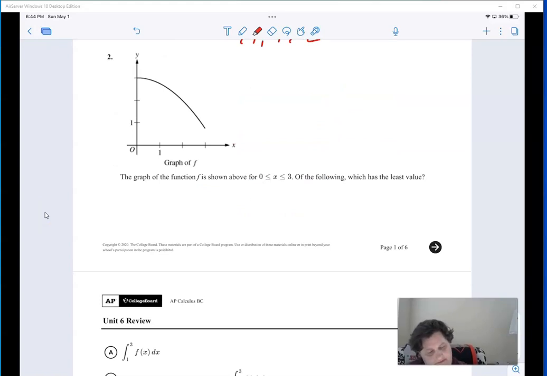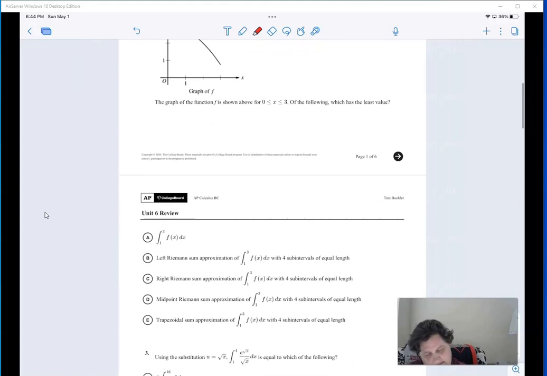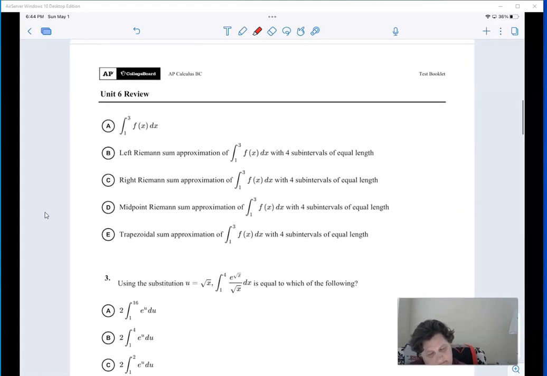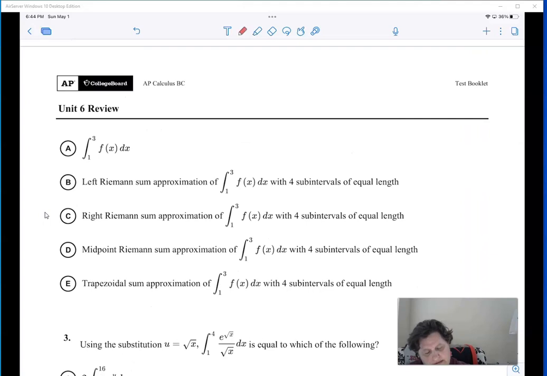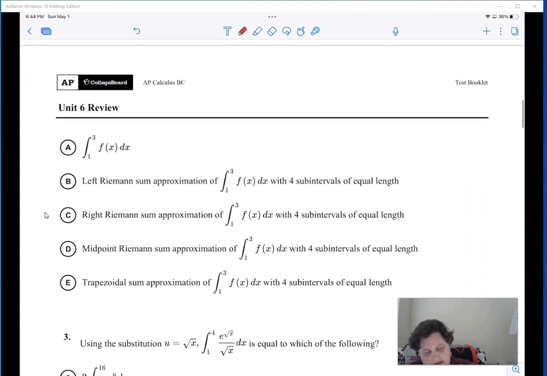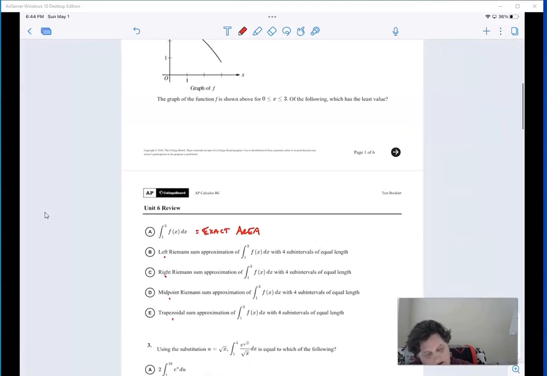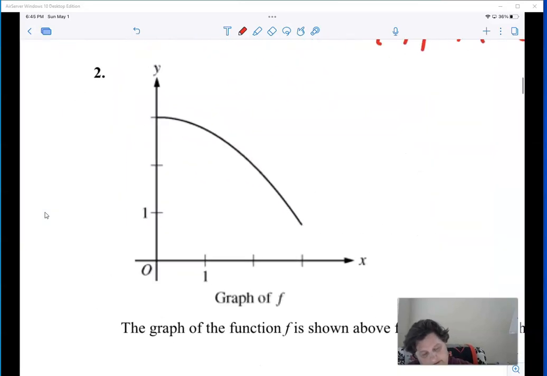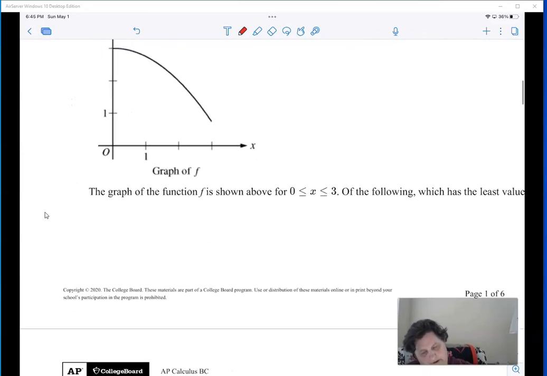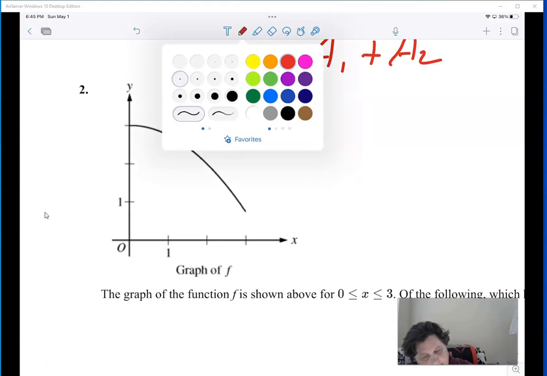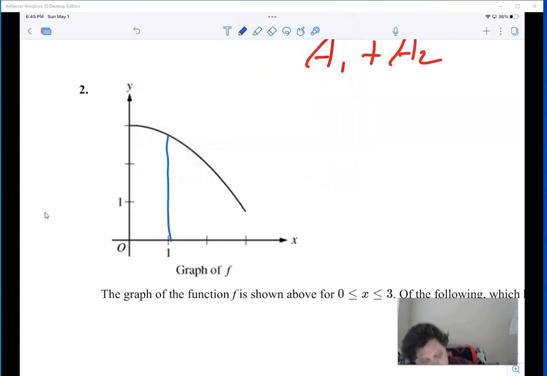The graph of the function is shown above. Which of the following has the value? I can't remember talking about this. Reviews, okay? So we're basically talking about the exact integral, the actual exact area, which is what the integral is. And then we have to talk about left, right, midpoint, trap. So let's draw this left, right, trap. We're going 1 to 3, in 4 subintervals.